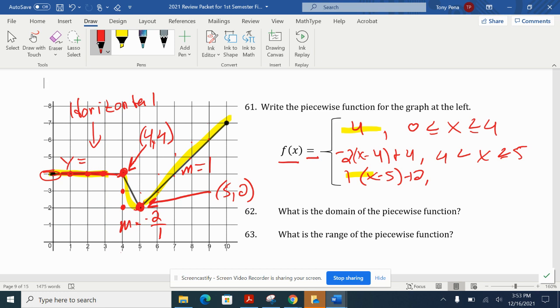That line starts, so this line here starts at 5. And then this line continues on until we reach this point right here, and that point has an x value of 10. So that last line starts at 5 and finishes at 10. That's our piecewise function.